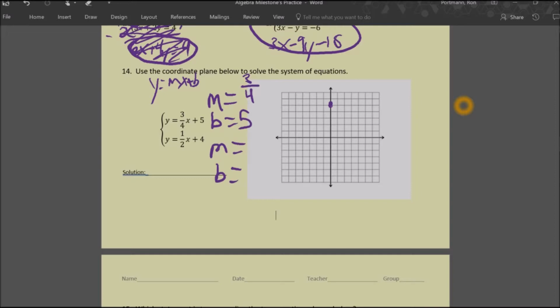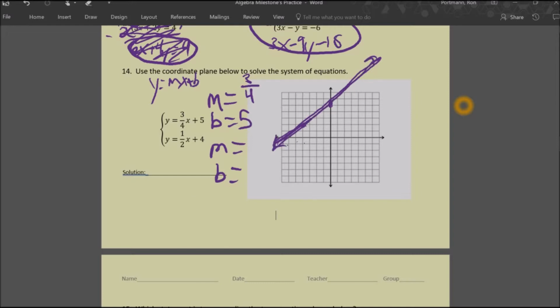Now, we are going to go up 3 over 4. But if you go up 3 over 4, you're off your graph. So let's go down 3. 1, 2, 3. And to the left 4. 1, 2, 3, 4. Yeah, that's where we're stopping. And that's going to give you a positive slope. Down 3, 1, 2, 3. So that's going to be off our graph also. So this is the line for that first equation.